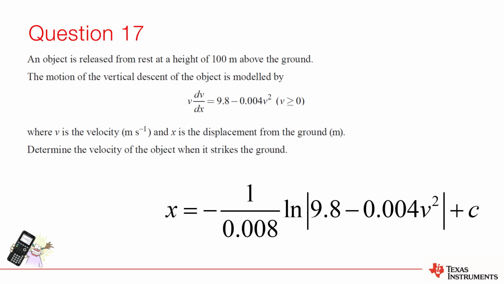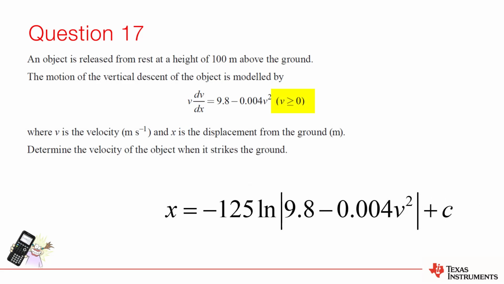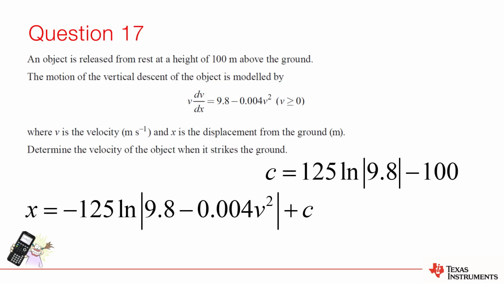We are provided with some initial conditions, that is, the object was 100 meters above the ground when it was released, but we need to be careful here. The original problem states that v is greater than or equal to 0, which means downwards is the positive direction. So, with the ground being 0, that would mean our initial conditions are x equals -100 when v equals 0. Substituting these values in gives us a value for c.